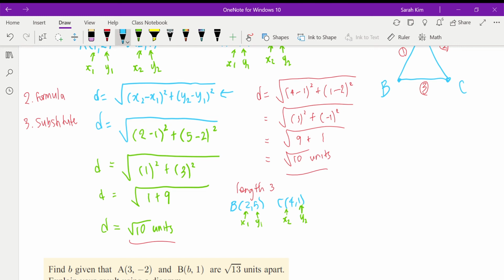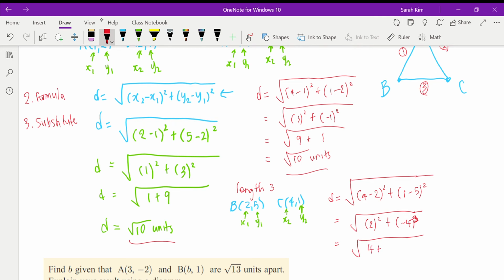Alright, I don't have to copy down my equation again because it's already there. Let me just substitute those values in. X2 is 4, X1 is 2, Y2 is 1, Y1 is 5. Alright, let's keep going. 4 take 2 is 2. 1 take 5 is -4. So let's try this. 2 times 2 is 4. -4 times -4 is going to be positive 16. Alright, so the last one is square root 20 units.